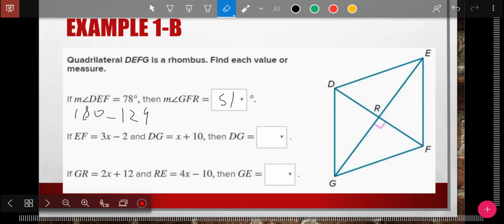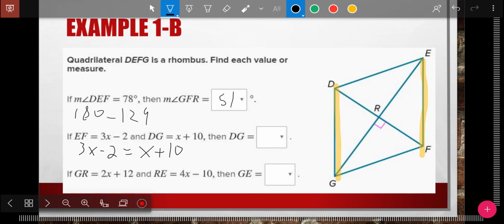Let's look at the next one. EF. Where is EF? EF is right here. DG. Where is DG? DG is right here. They're both sides. We just talked about this. Sides are congruent. So I'm going to set 3x minus 2 equal to x plus 10.